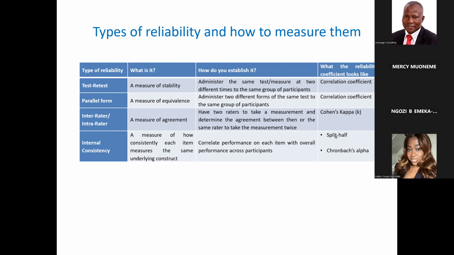Cohen's kappa. Look at test-retest, a measure of stability. Administer the same test at two different times to the same group of participants. Correlation coefficient: you correlate the two results, you run the correlation. Then parallel form, a measure of equivalence. Administer the two versions of the test to the same group of participants and correlate. In this situation, if you are scoring, you do correlation.